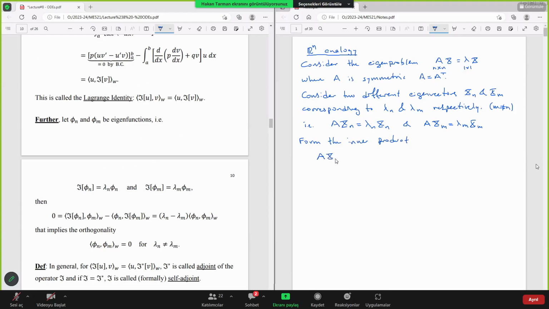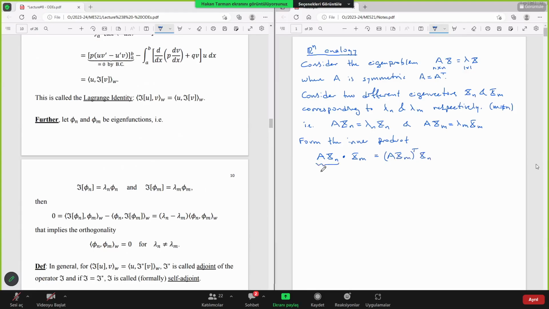A xn with xm. Right? This is a regular inner product. You know, there is an algebraic way of writing inner product. We can write this as (A xm) transpose xn, right? Just like multiplication here. I mean, it makes sense, right?